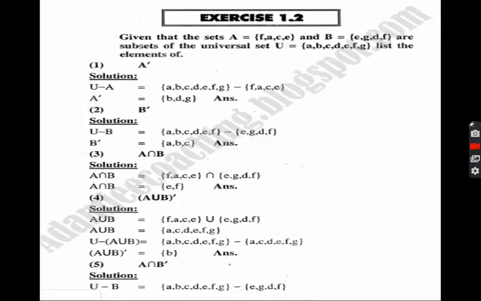The question is: given data sets A is equal to FACE and B is equal to EGDF are subsets of the universal set U is equal to A, B, C, D, E, F, G. List the elements of A complement. In the A complement, the formula of A complement is equal to U minus A.